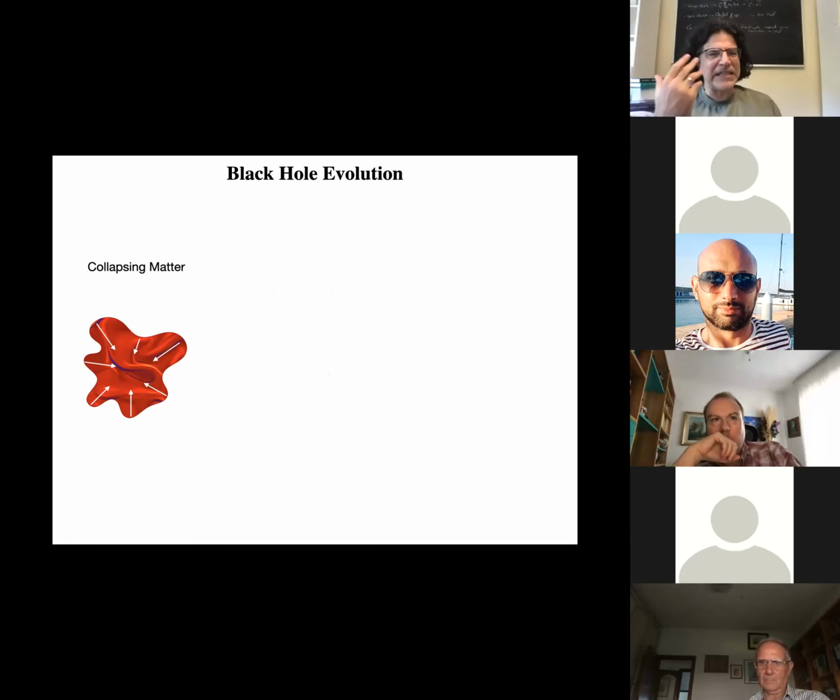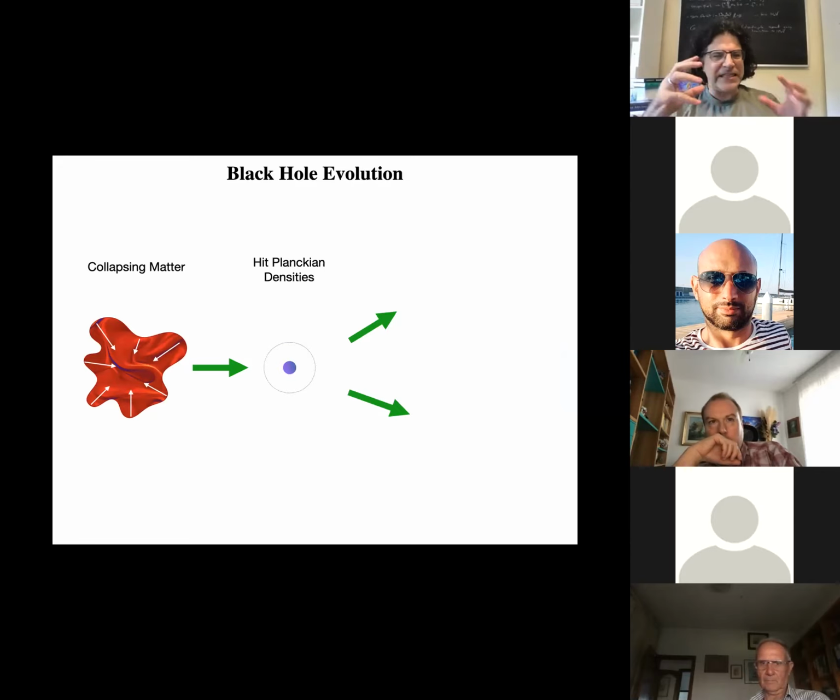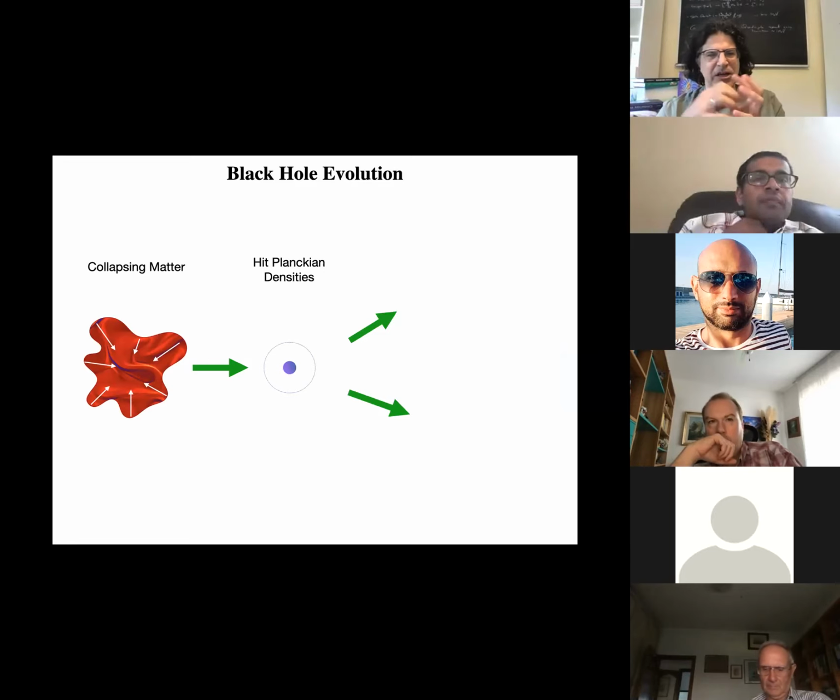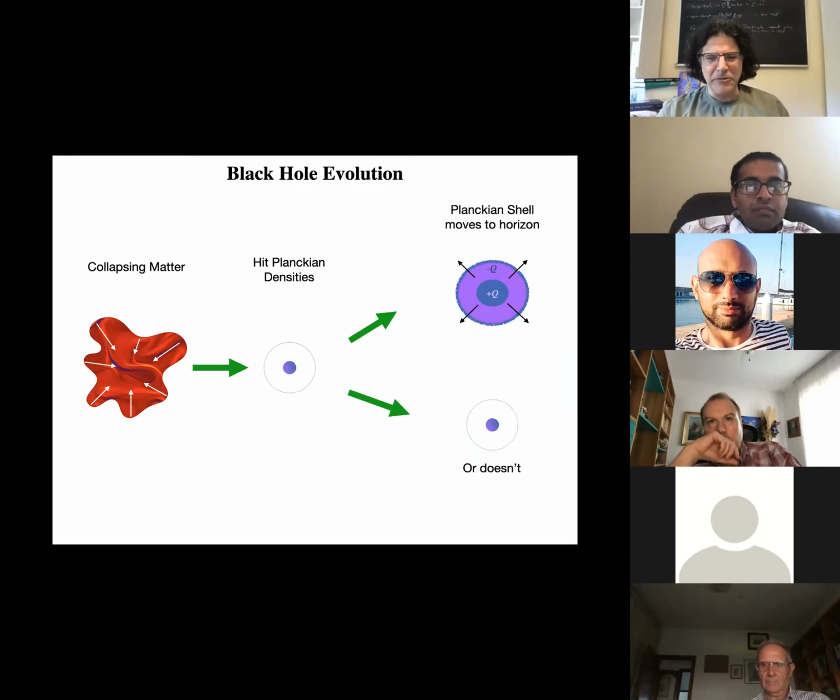And so we'll just ask the same question about black hole evolution. You have a blob of matter and it is collapsing. Gravity now wins over whatever forces and pressure is keeping it apart. Those densities will collapse past what we would call the horizon scale of the Schwarzschild geometry, and you would hit Planck densities. And the question is then, what happens next? And I would submit that there are two possibilities. One is that that blob at the center grows back out, and the other possibility is that it doesn't.